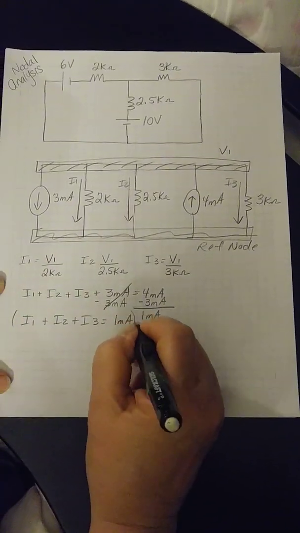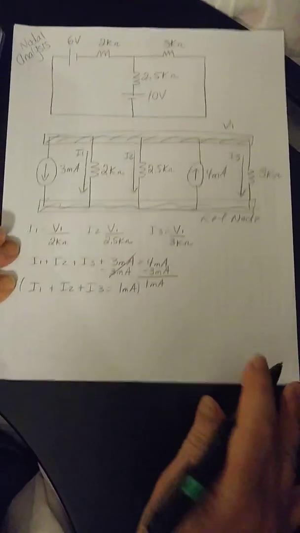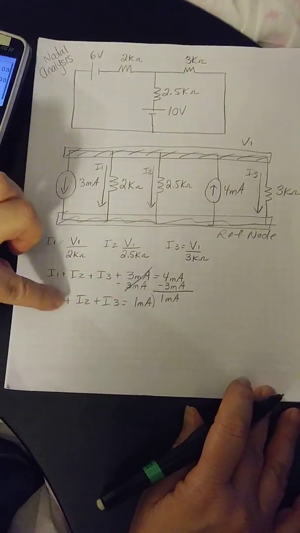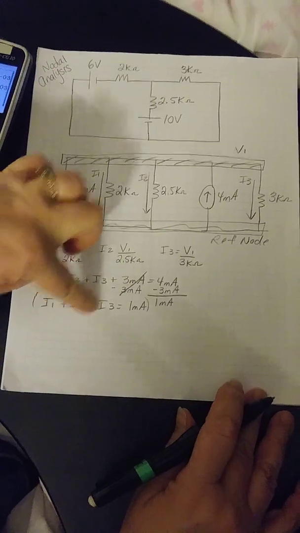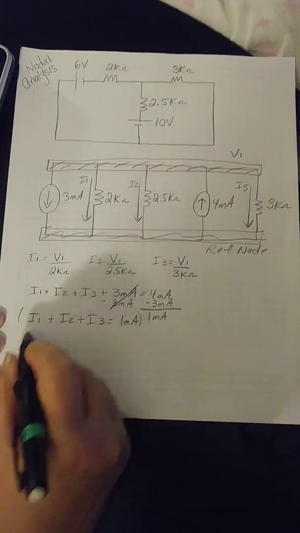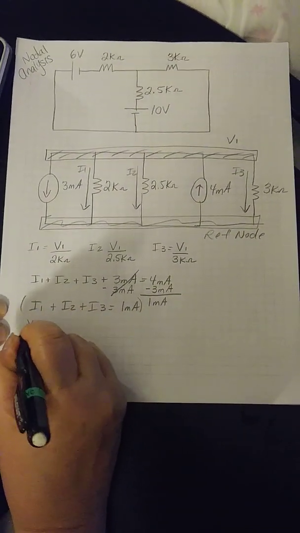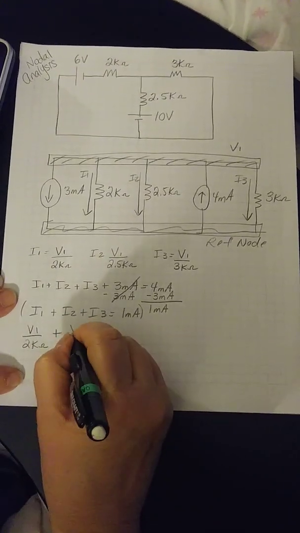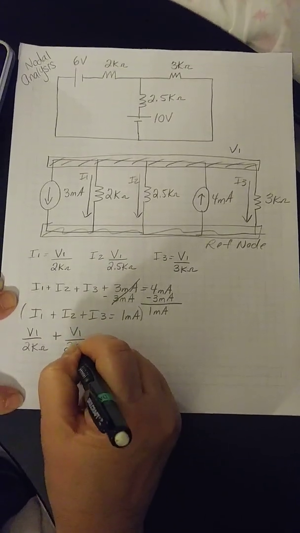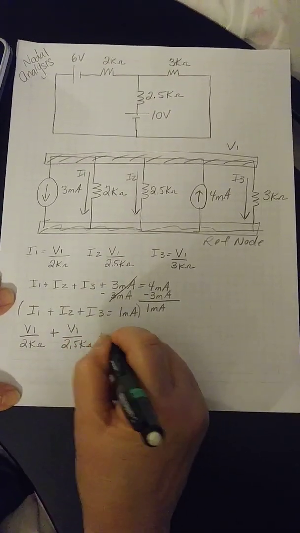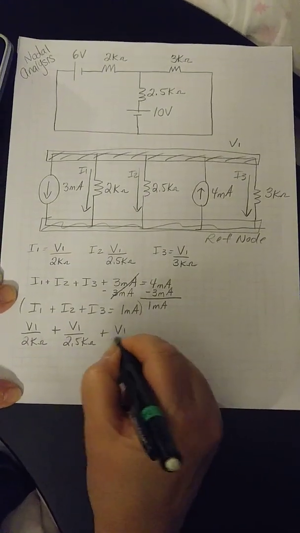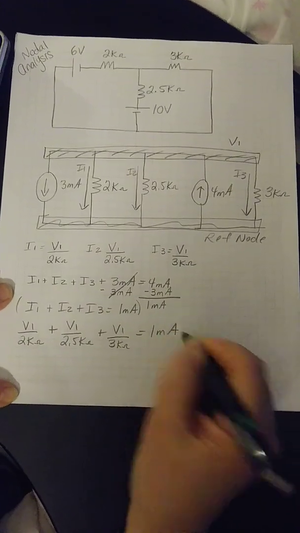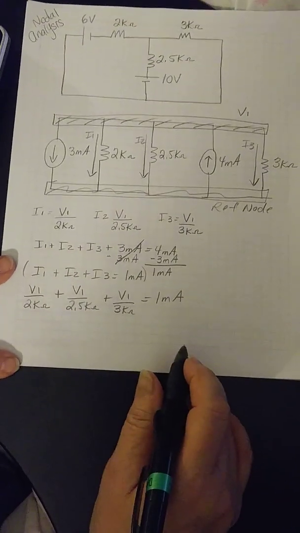That's our equation. So now we have to substitute what we've defined as I1, which is V1 over 2K, and I2 as such, and I3. We're just substituting them. So I1 is now V1 over 2K ohms, plus I2, which is V1 over 2.5K ohms, plus I3, which is V1 over 3K ohms, equals 1 milliamp. Now we just put all the V1s together.